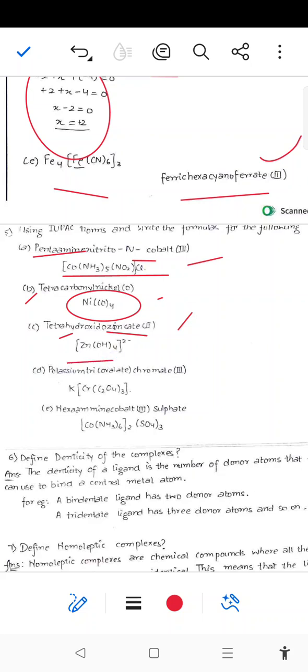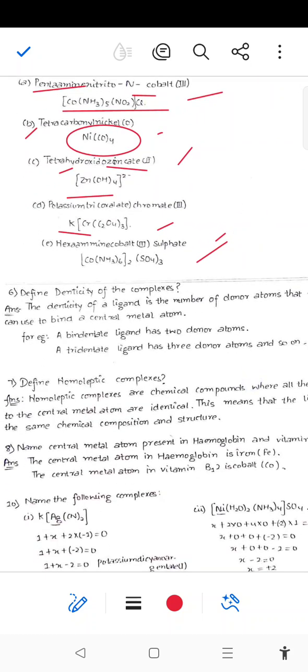Potassium trioxalatochromate(III). So the name is K3[Cr(C2O4)3]. Next, that is hexaamine cobalt(III) sulfate, [Co(NH3)6]2(SO4)3. Next, define denticity of the complex.